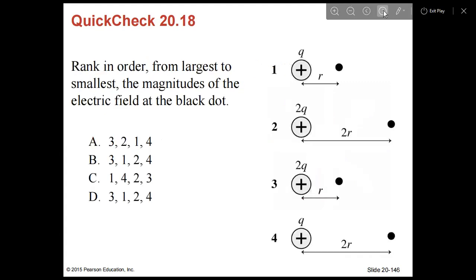Now rank in order from largest to smallest the magnitudes of the electric field at the black dot. What will it be? Can you say? This is the charge q, and this is twice q, and this is twice q, at distance r. Actually, 3, that means twice q, then 1, and then 2. So you have to think about this.